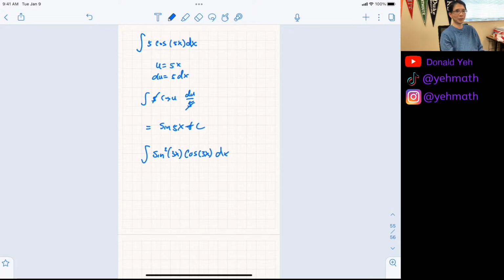If I have u equal to cosine 3x, that's going to be negative sine 3x times 3. You still have 1 sine of 3x left over, because you only cancel out 1 of the sine of 3x. Do you see that? Anticipate what's going on.